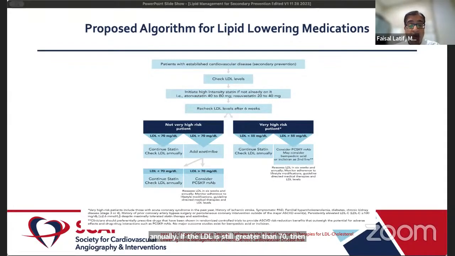Now, it's important to reassess LDL in 6 weeks or annually, depending on where they are. Once the patients reach their target, then it is okay to check it once a year. But until they have made it to their target LDL based on their risk, their LDL needs to be checked much more frequently. Next slide, please.